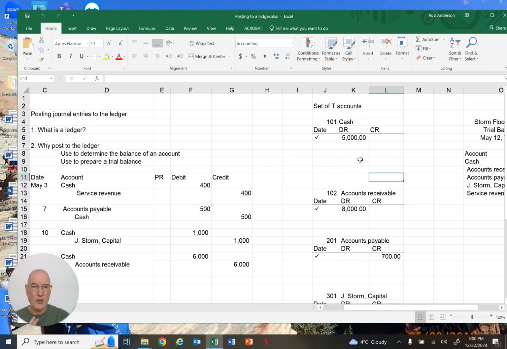So why do we have $5,000 here and a check mark? This is the balance forward from the previous month.